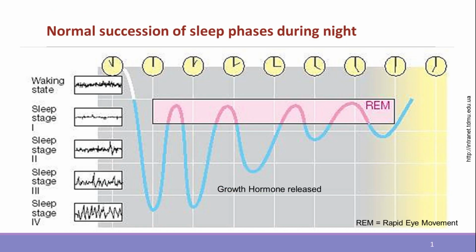Normal sleep progresses through non-REM and REM phases in cycles throughout the night. REM sleep is important for memory consolidation and emotional regulation, while growth hormone is released predominantly during deep non-REM sleep. Drugs that markedly suppress REM sleep, such as barbiturates, therefore disturb normal sleep architecture.